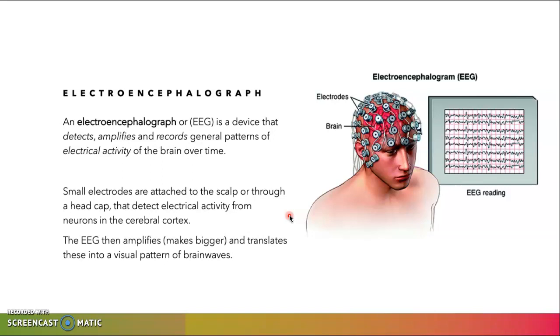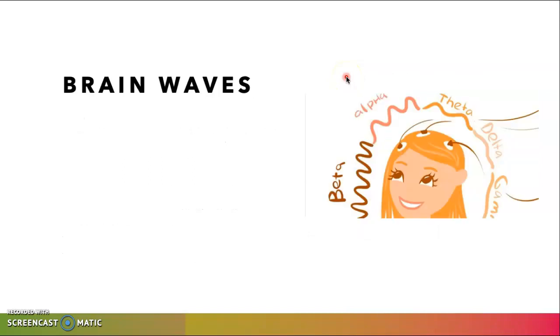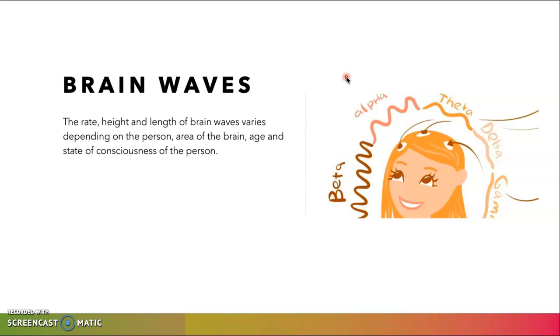The EEG, so the machine that does this, then amplifies. Amplifies means to make it bigger. So that little electrical activity is very tiny, so we make it bigger so we can see it, and we translate it into a visual pattern of brainwaves. And that's what you get here, this EEG reading, which we call an electroencephalogram. And these readings are what we call our brainwaves.